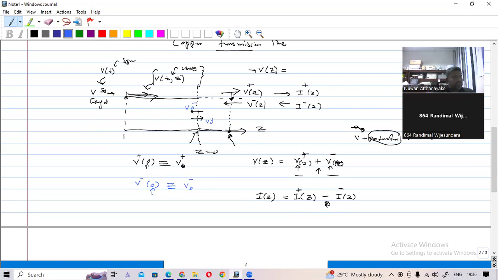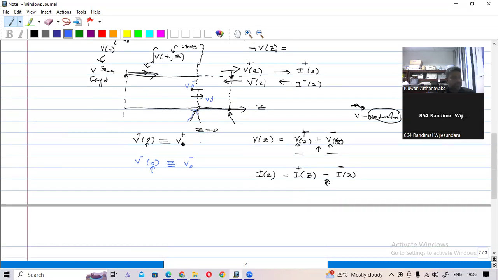So if you consider the total voltage at Z equal to 0, you can use this equation: the total voltage wave is equal to V naught plus V naught minus. In the same manner, the total current wave I naught can be written as I naught plus minus I naught minus.